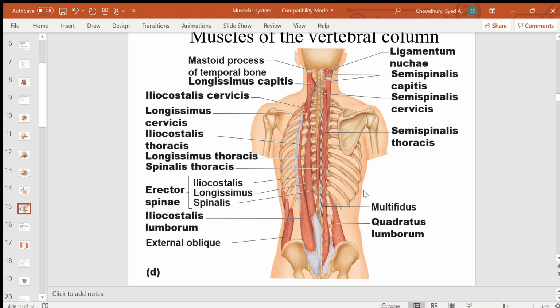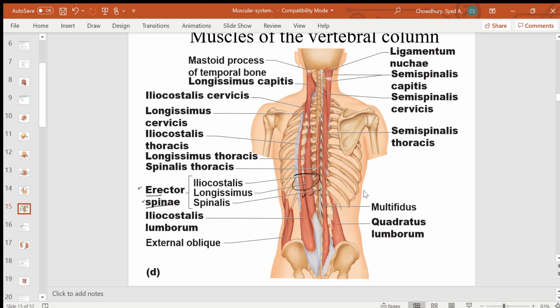So, the main muscles that help you to keep the spine or the vertebral column erected are these muscles here. These three muscles together are called the erector spinae. You now understand the name, right? To keep the spine erected, straight. So three muscles bundled together form the erector spinae, or together it is called the erector spinae muscle.